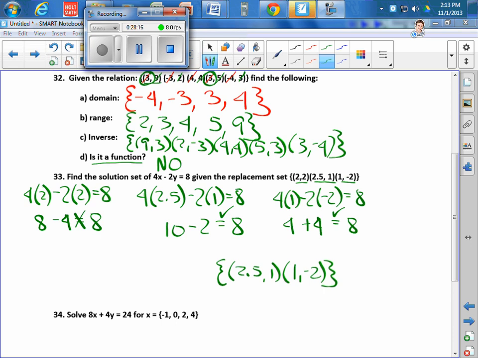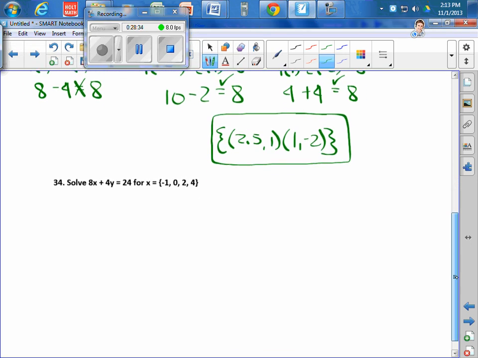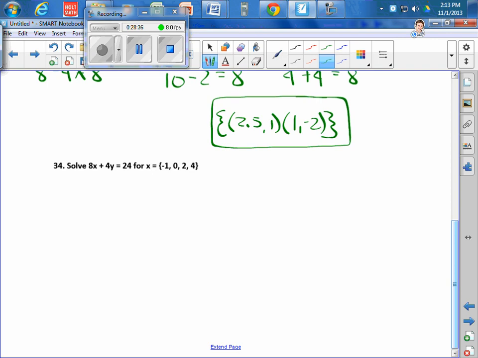That works. It is not good enough to sit here and try to circle these. It's the difference between thinking you know and knowing you know. Prove to your teacher you know what the solution is and write it down. It's the points (2.5, 1) and (1, negative 2). In number 34, make a table. Solve this equation when x is equal to negative 1, 0, 2, and 4, which means to make a table.